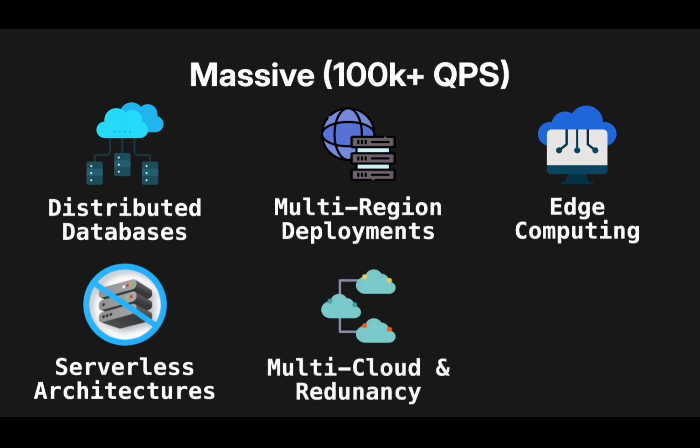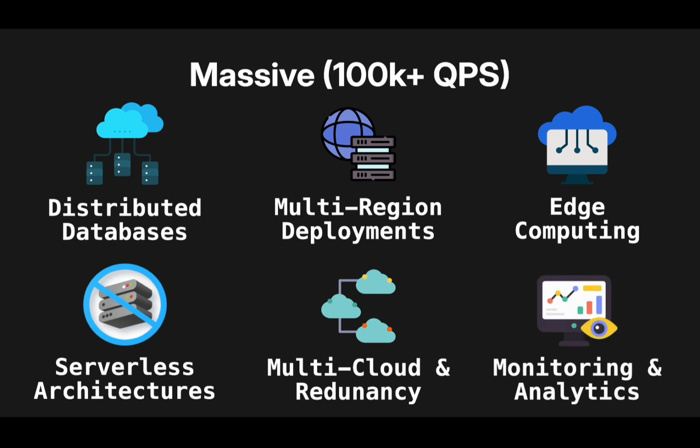Multi-cloud and redundancy is another key tactic to employ. With very high scale, reliability is essential. Using multiple cloud providers at once and redundant failover systems ensures that the platform remains available even if one provider experiences some downtime. This approach reduces dependency on any single vendor and improves fault tolerance.